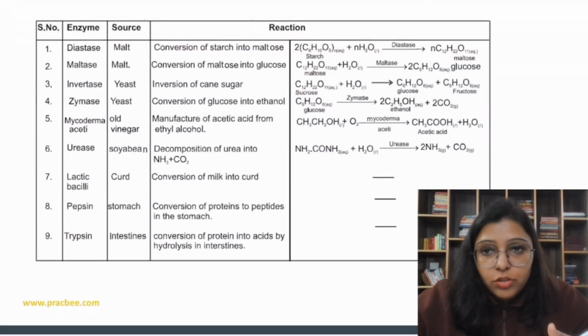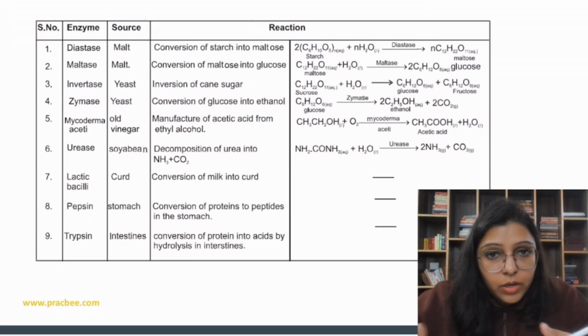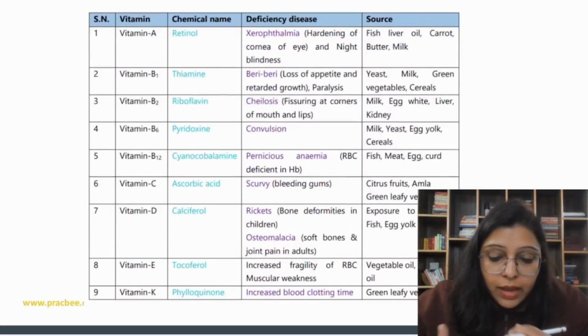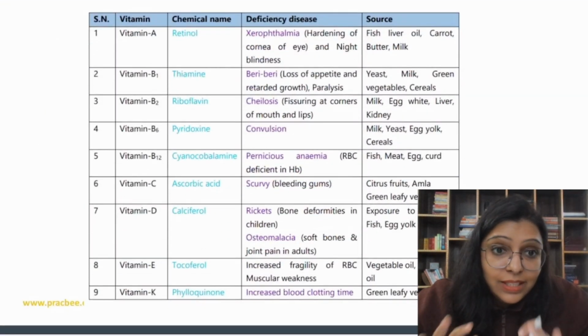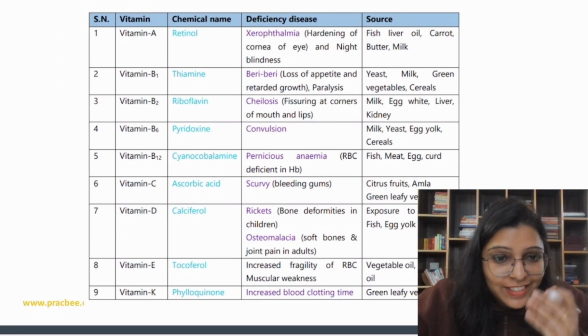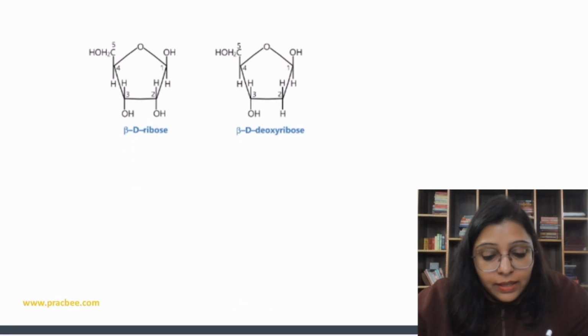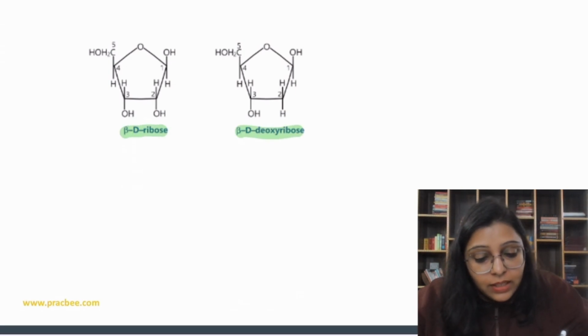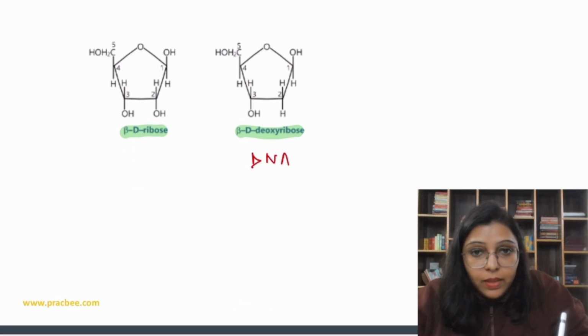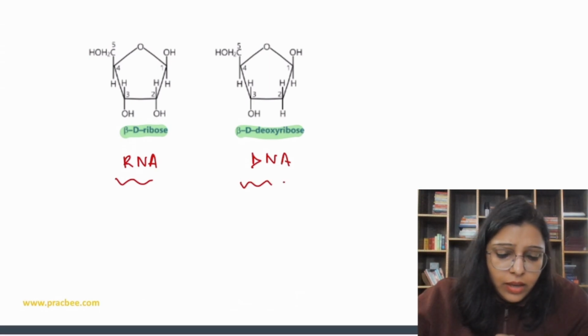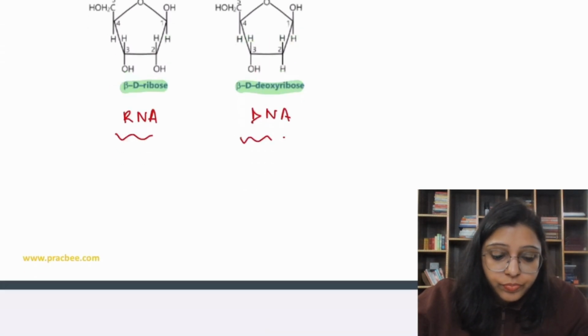Then there are some functions of the enzymes. This is also an important part. So you have to learn this table. And then we have some vitamins. These are the critical things that you should know before doing the questions. Okay. Then beta D ribose, beta D deoxyribose. So this sugar is present in DNA, and left hand side sugar is present in RNA. So please learn it. Okay. I have provided everything, not everything, but most important things over here.